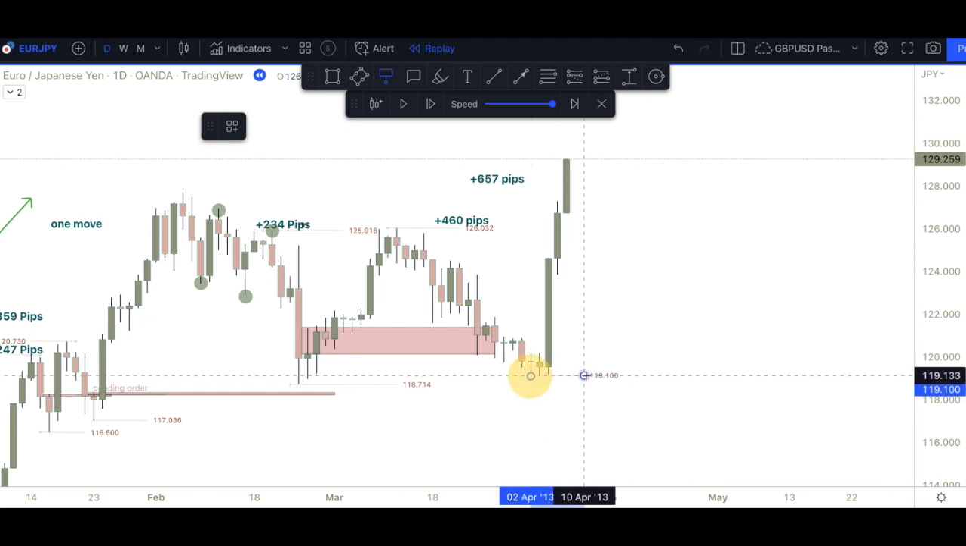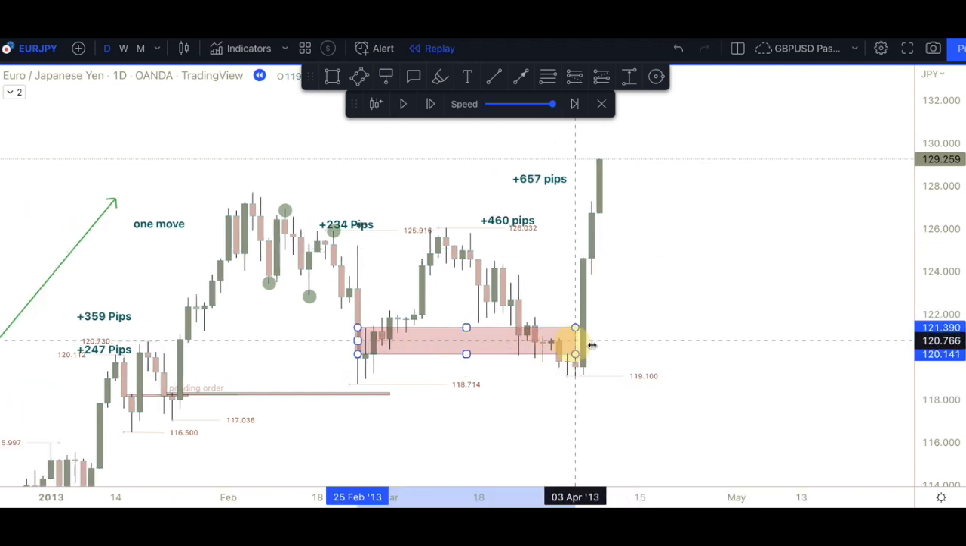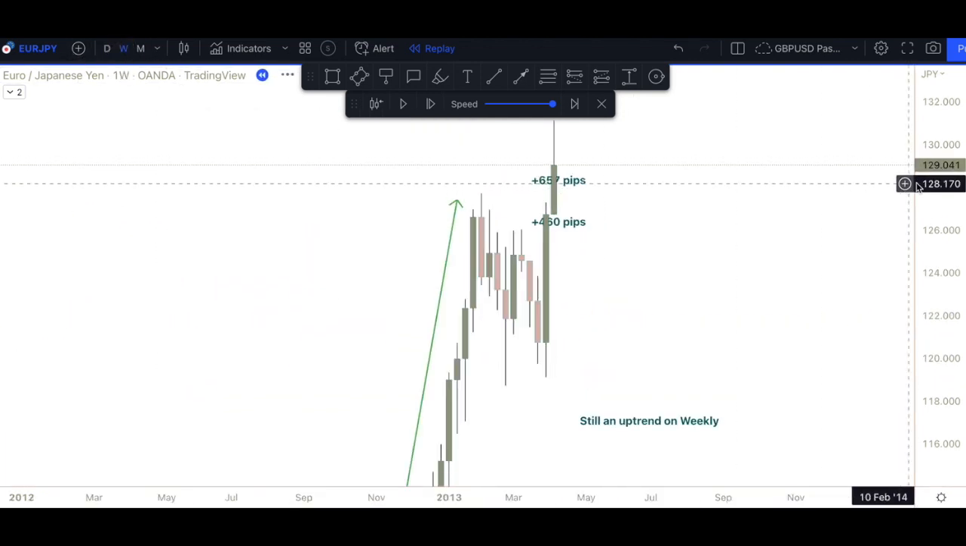So far all trades have been taken on the daily time frame. And as you guys can see, price keeps creeping up. It keeps continuing up, and we're going to continue up with it.